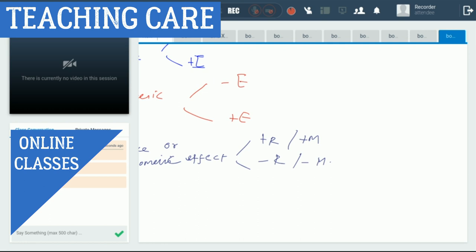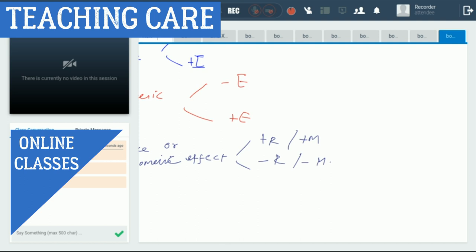So whenever the electron is being withdrawn, what will happen? The electron is taken from the carbon to itself. So the entire chain will get a positive charge, whereas the atom which pulls the electron will get a negative charge. These effects you have to identify in reaction mechanisms.